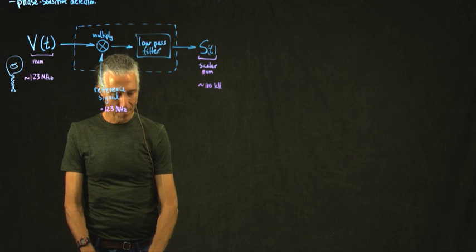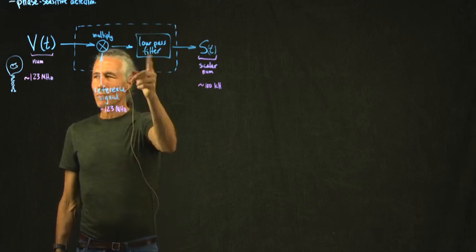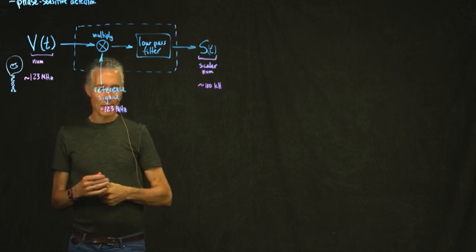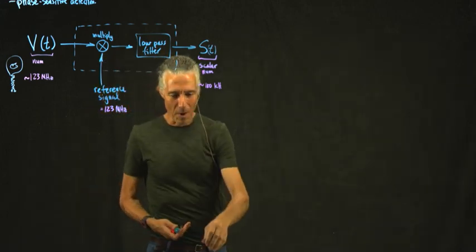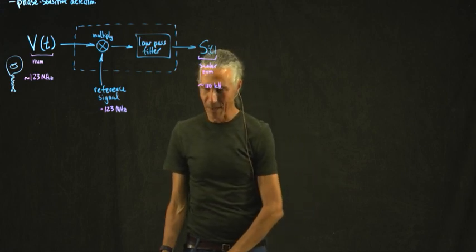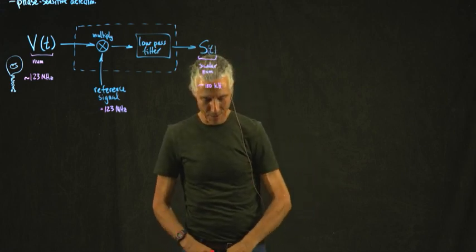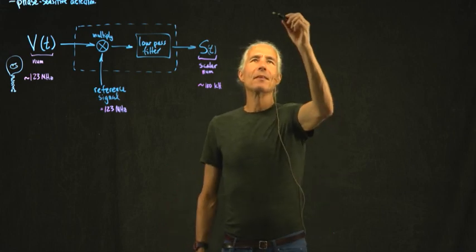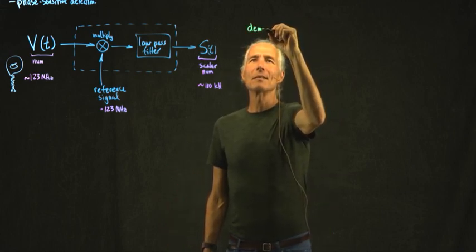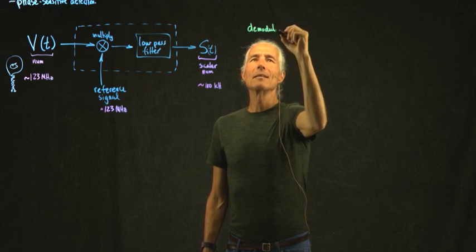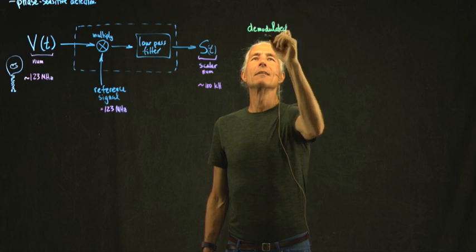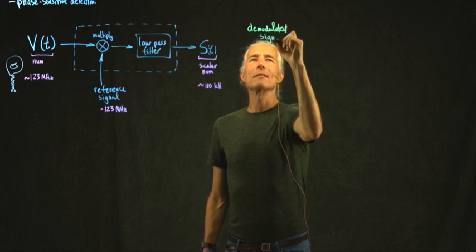So what does this do? For this, we have to look at the one place where trigonometric identities that I learned and completely forgot in 10th or 11th grade have an actual use. So here's the demodulated signal. So that's this guy.